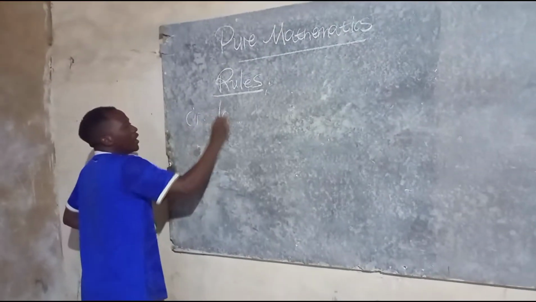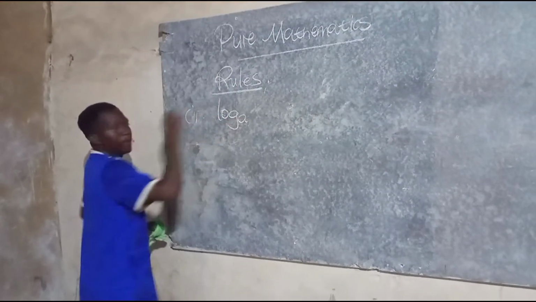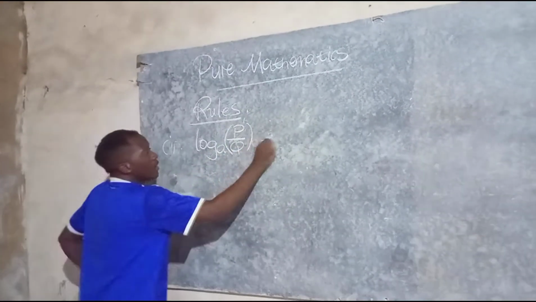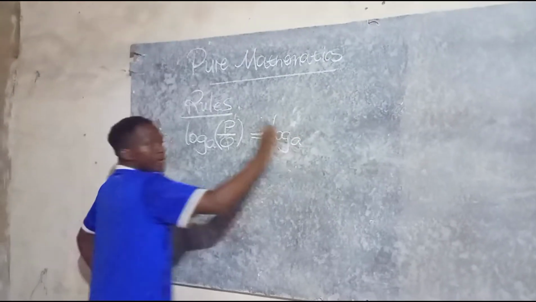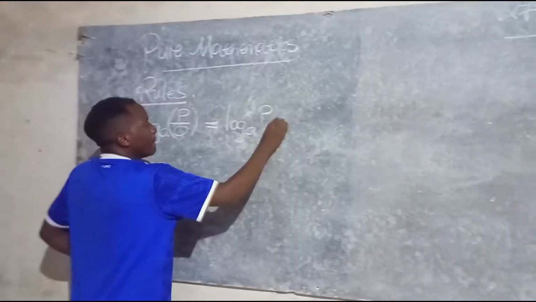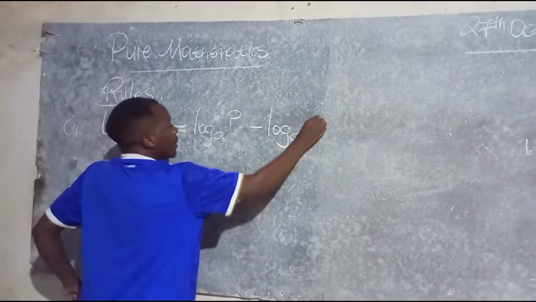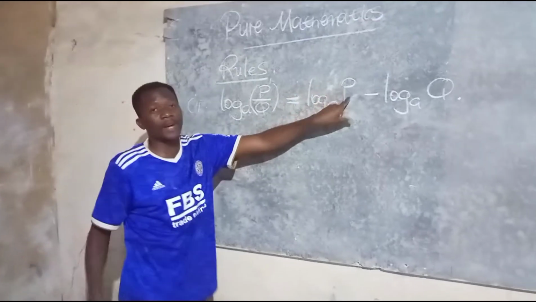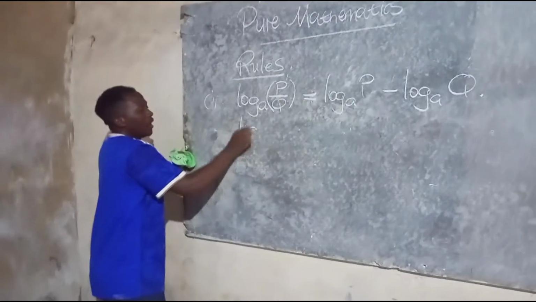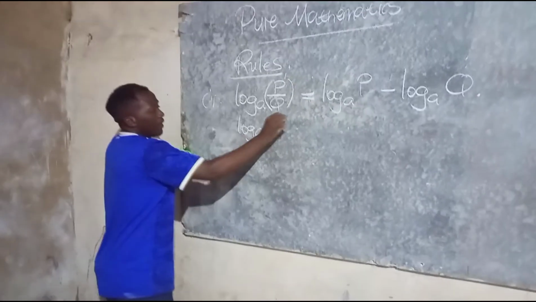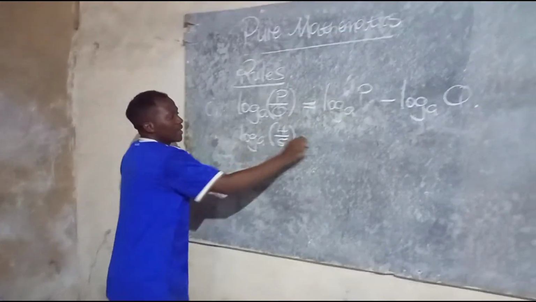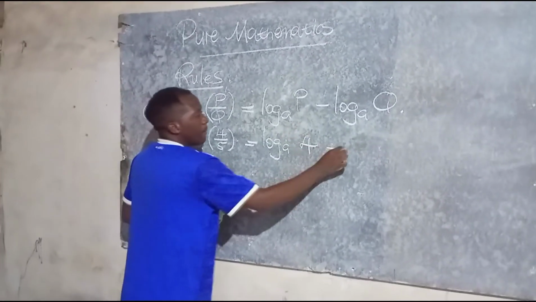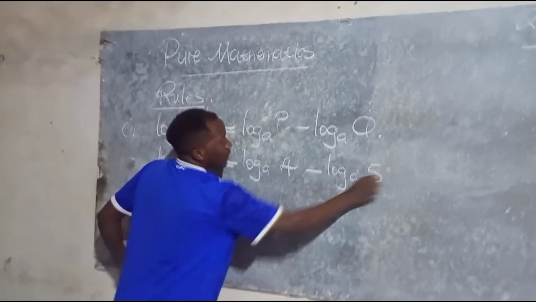So, let's say we have log to the base of a, then this is p over q. So I'm going to say this is log to the base of a, then this is p minus log to the base of a with q. So whenever these are being divided, it means we are subtracting. In the sense that if we have log to the base of a, then we have 4 over 5, this means this is going to be log to the base of a of 4 minus log to the base of a with the 5 there.